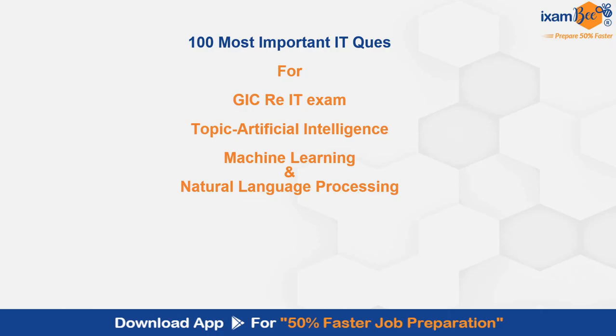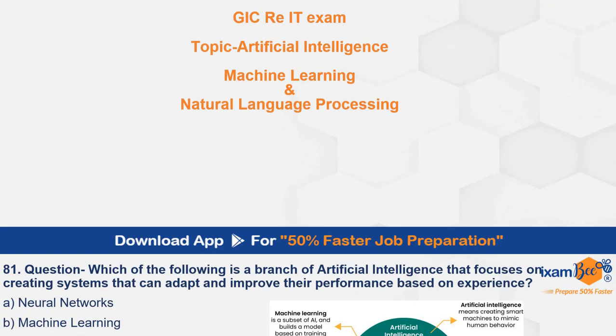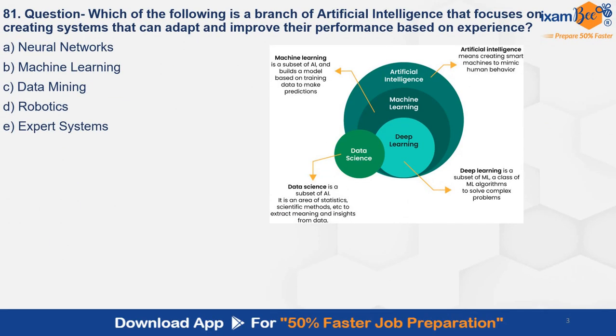We have started 100 important questions of GIC Re IT, and today is the last part of our important questions, in which we are going to cover topics like artificial intelligence, machine learning and natural language processing. So let's start. Question 81.